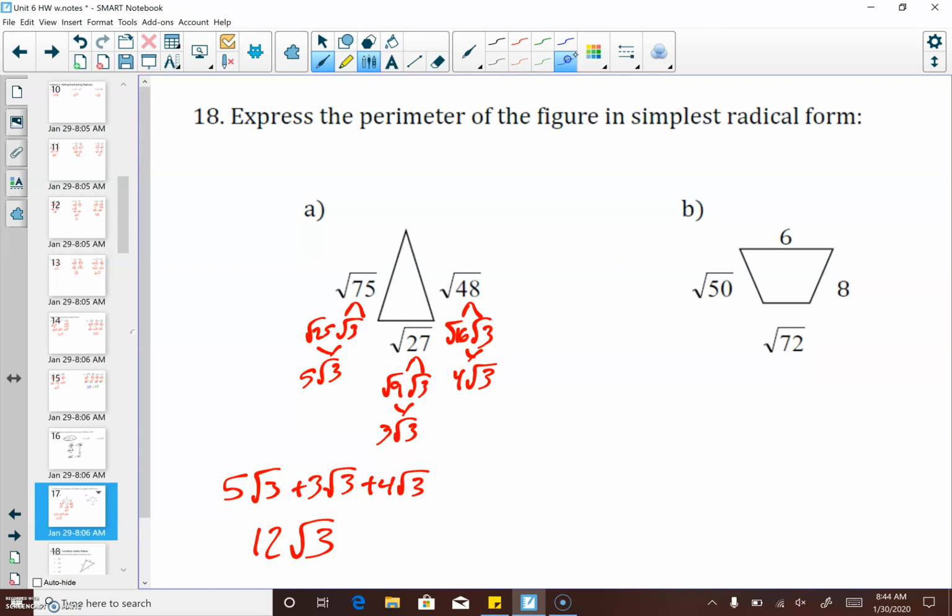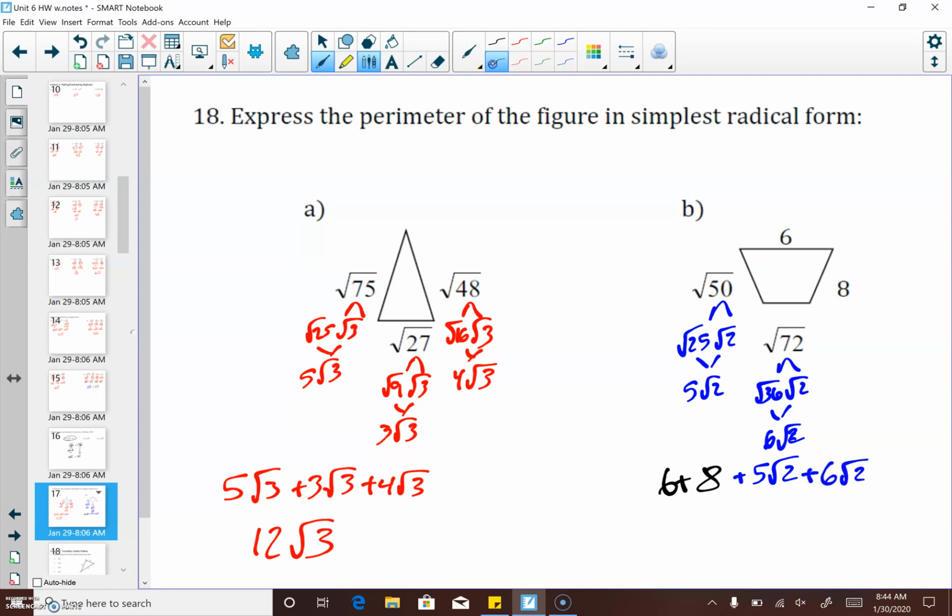And then our last one, we only have to simplify a couple of them. So 50 is 25 and 2. So 5 square root 2. 72 is 36 and 2. 6 square root 2. And obviously our 6 and 8 don't simplify, I should say. So we get 6 plus 8. Those will go together, and then plus 5 square root 2 plus 6 square root 2. So 8 and 6 is easy, that becomes 14. 5 square root 2 plus 6 square root 2 becomes 11 square root 2.